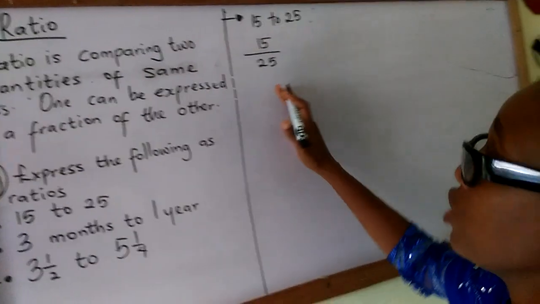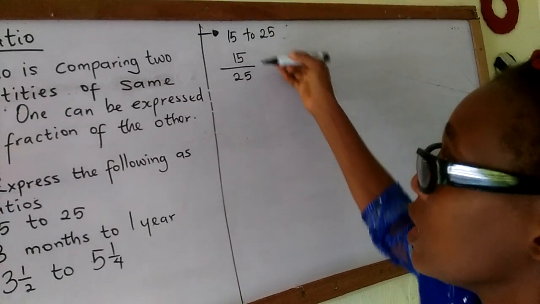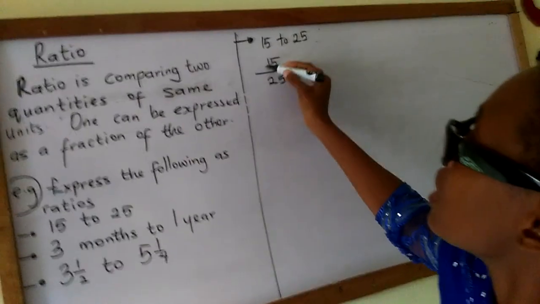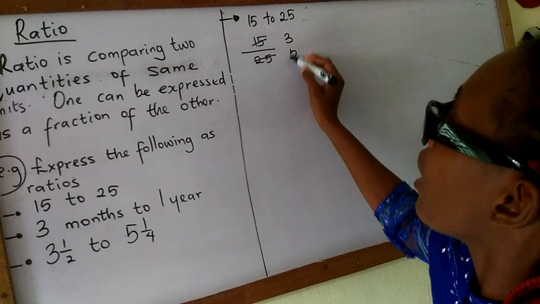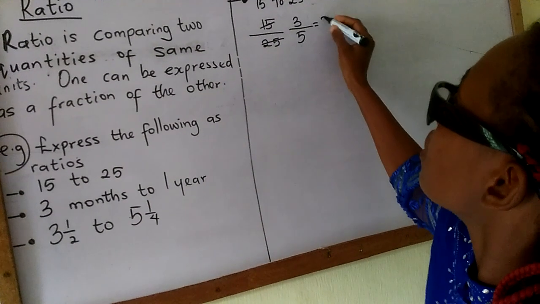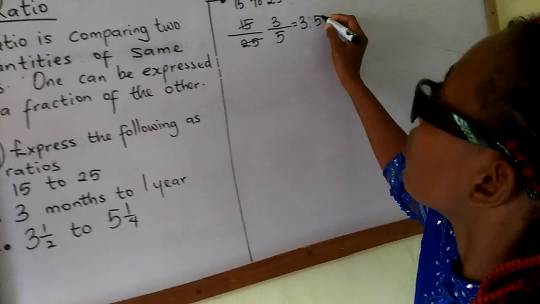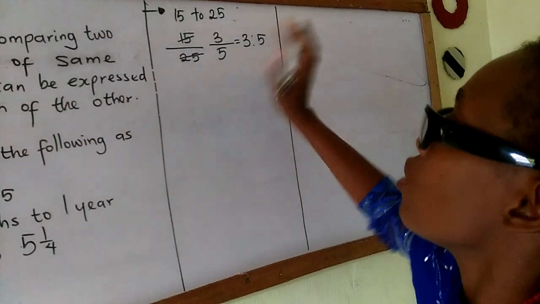This is a fraction. Now, we have numbers that can go into 15 and 25, and that number is 5. 5 here is 3, 5 here is 5. No other number can divide this, so our answer is 3 ratio 5. We have just done this, express 15 to 25 as ratios.